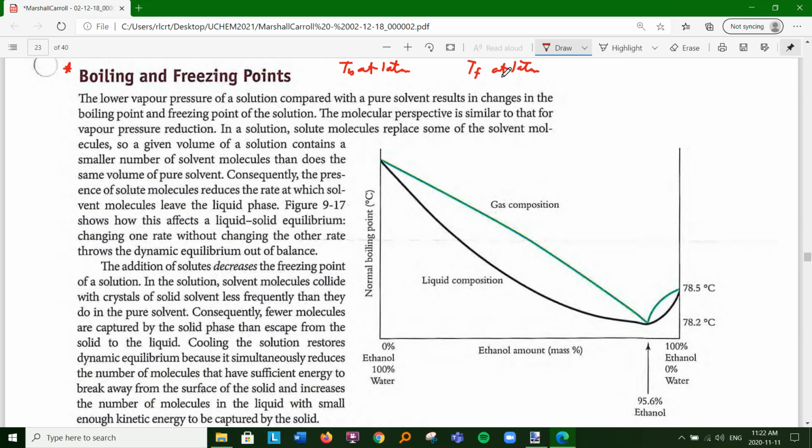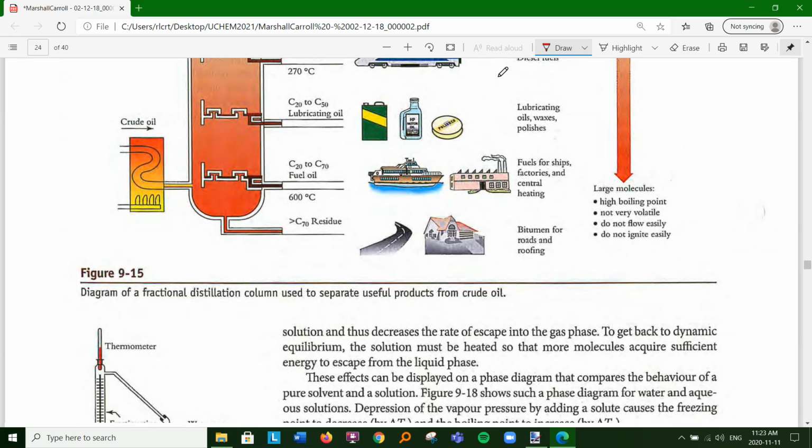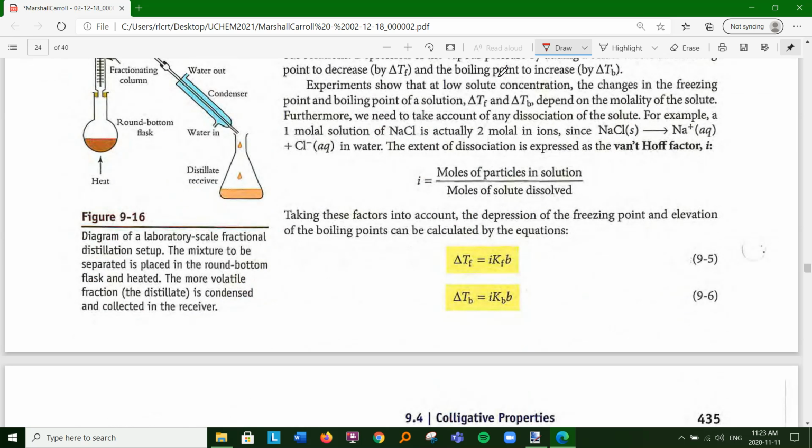So I mentioned how boiling points are elevated and freezing points are depressed. So let's jump through this rather long discussion and get straight to the heart of the matter. So here we go. The freezing point depression is given by this equation: Delta TF equals i KF times b.